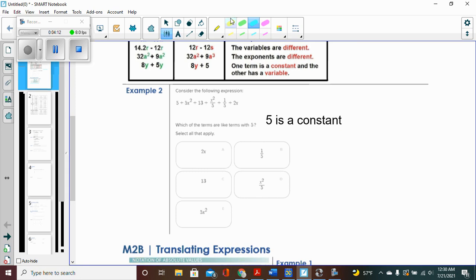I'm going to circle these. We have 1/5 as a possibility. We have 13 as a possibility. So these are the only two answers here. 2x doesn't work because that's an x term right there. X squared over 5 doesn't work because this is an x squared term, and 5x squared doesn't work because that's an x squared term. So that's all we have for this first set of notes.